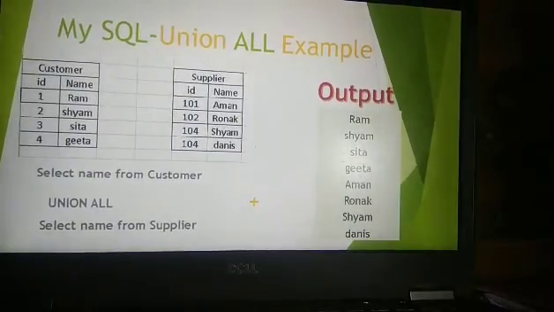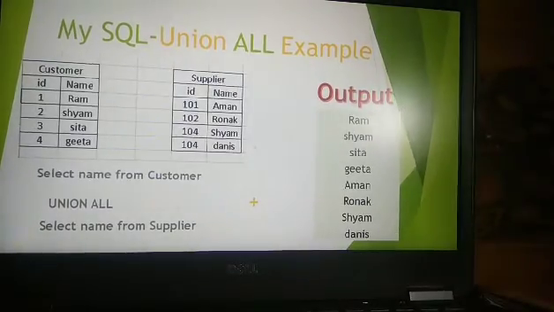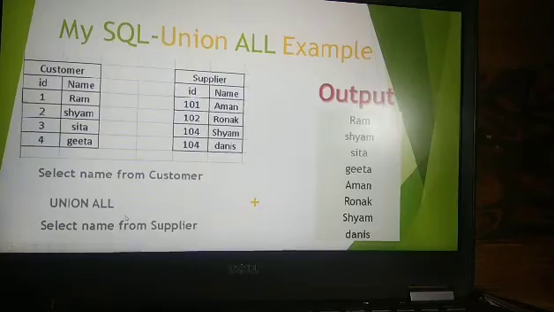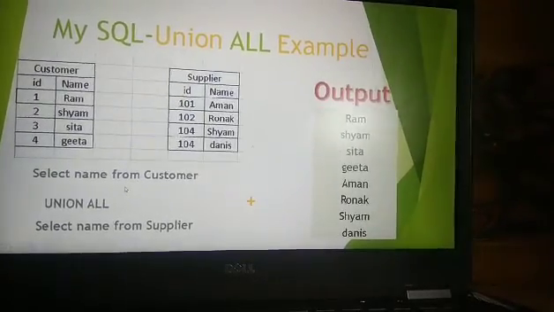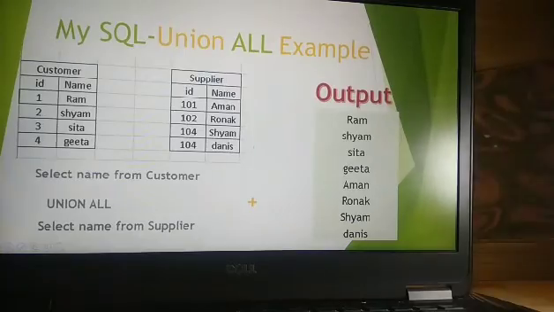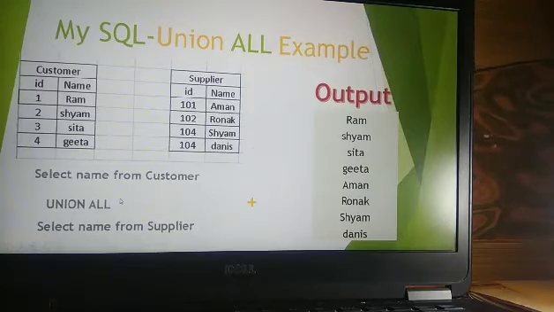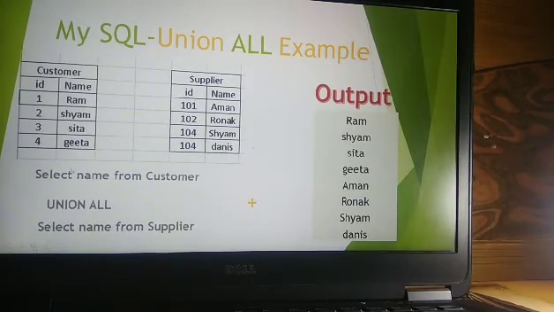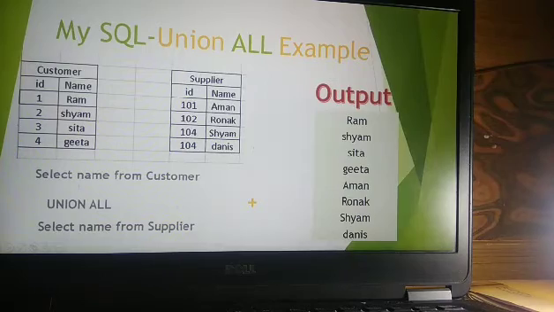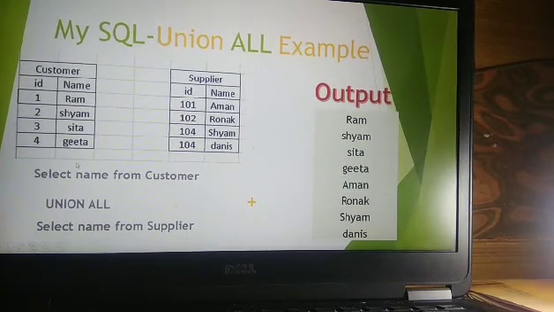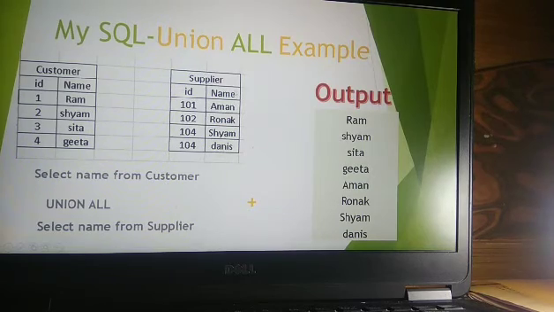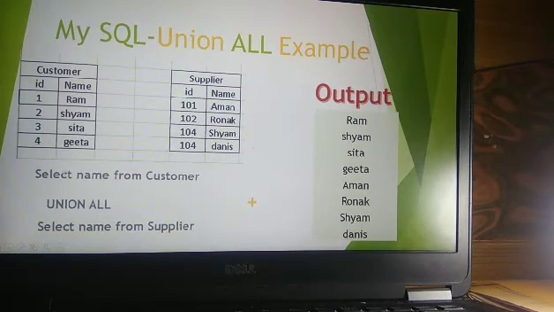Now we will see the use of the UNION ALL operator, how we can use UNION ALL. If you want to display all records, then we will use UNION ALL. If there is any duplicate value, then it will also take the duplicate value. So how can we use UNION ALL? Suppose we have to display name from the customer table and the supplier table. First we will write for the customer table: select name from customer. It will display the names of the customer table.